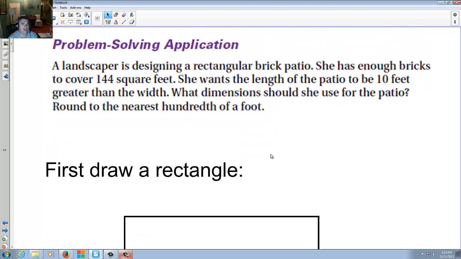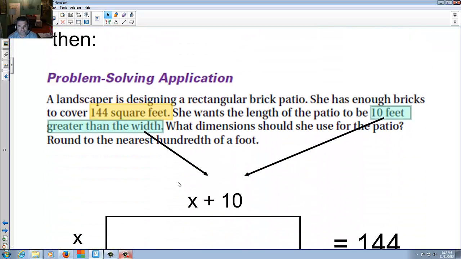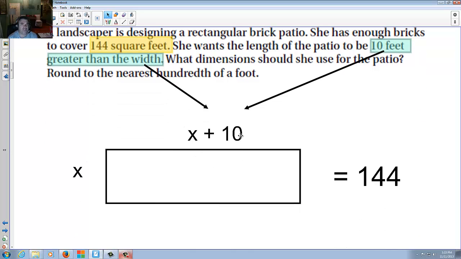First, draw a rectangle. Anytime we have these kinds of problems, I want you to draw out what you're doing. That way you can visually see it. I made this longer, not just because a rectangle is traditionally longer, but because it says 10 feet greater than the width. So, notice how it says that. On your box, put x plus 10. It's saying it's 10 feet longer than the side.